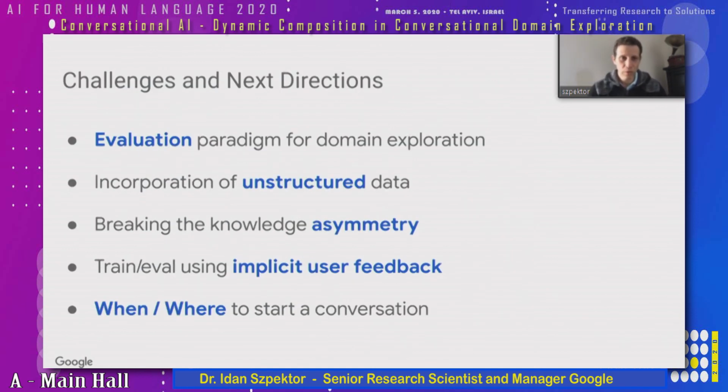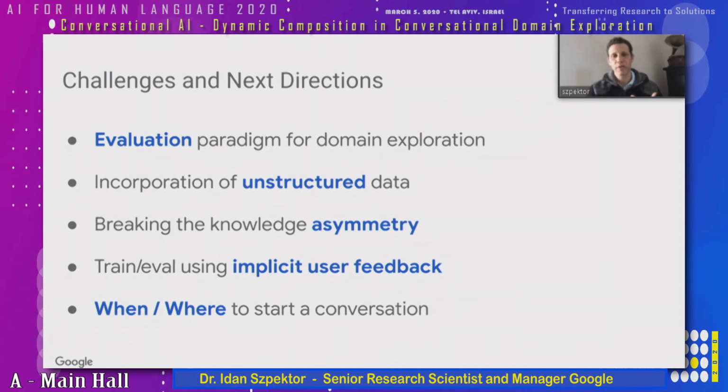So I just want to conclude. What other things are we still looking at? So first of all, we're still trying to figure out what's the right evaluation paradigm for such types of dialogues, domain exploration. As I mentioned before, incorporating unstructured data is not trivial, and we're still looking in different directions there.